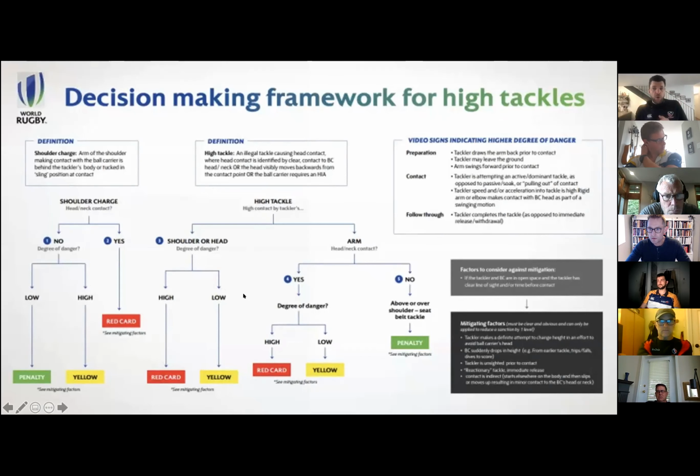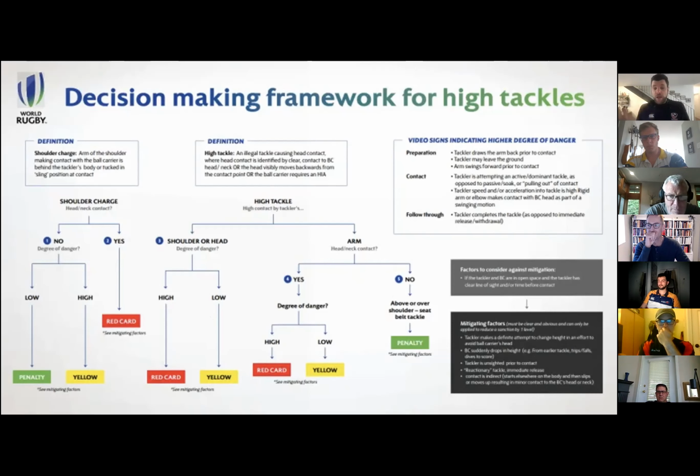Now, I studied logic at university, but you don't need to be a complete genius to know that you might have reduced a couple of levels of this diagram if you just started with the degree of danger, because they're the only answers. If you've got high contact, you're getting a red card. If you've got low contact, you get a yellow card. Why didn't we just start there and remove three levels, and then have this one over here as an exception, a much simpler diagram.